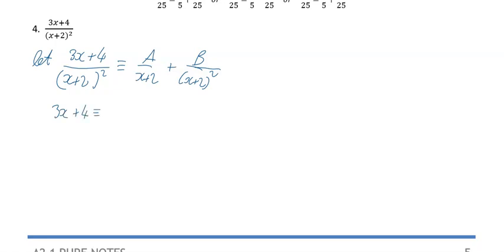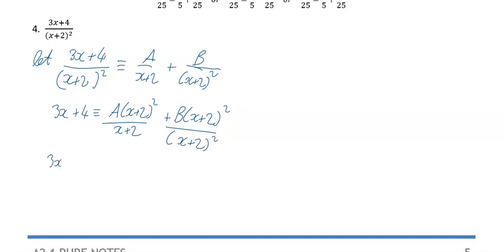3x plus 4 is identically equal to, so all we're doing is multiplying across by the x plus 2 squared. So we're going to have a times x plus 2 squared all over the x plus 2 plus b times x plus 2 squared all over x plus 2 squared. So you can see what will cancel out. My a is upon x plus 2 squared, and it's been divided by x plus 2, so that just leaves you with a times x plus 2. And then you've got b times x plus 2 squared divided by x plus 2 squared, so that just leaves you with b.